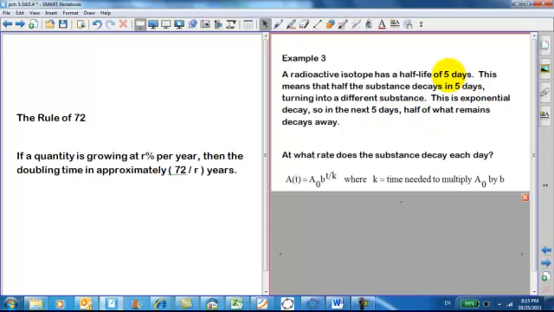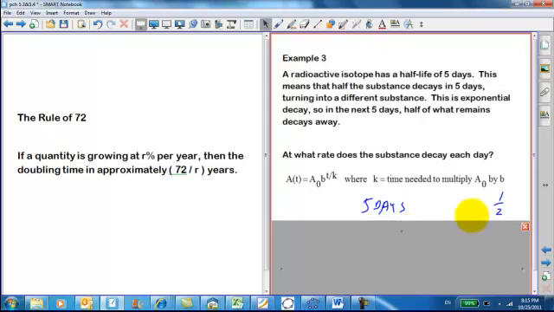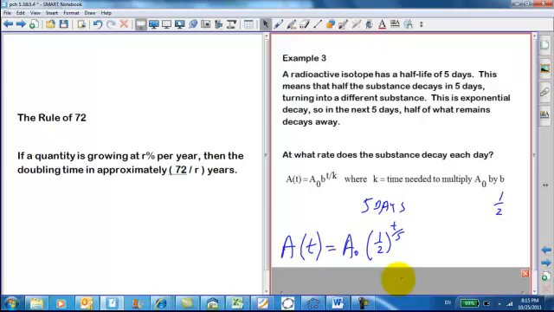After 5 days, you have half what you started with. After 10 days, then a quarter. After 15 days, then an eighth, and so forth. So at what rate does the substance decay each day? Well, first, let's use this format, because we're told it's halving every 5 days. So 5 days is the time needed to cut it in half. So 5 days we're going to use for K and a half for B. So there you go. The amount is the initial amount times a half to the T over 5.